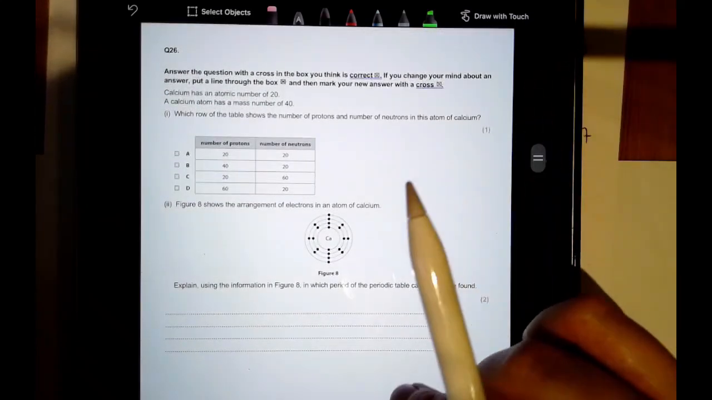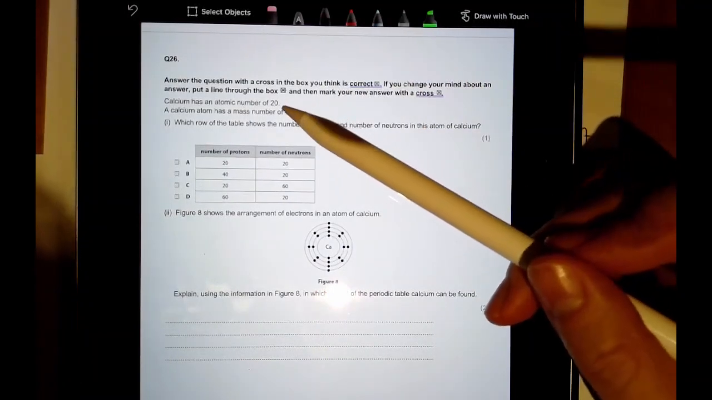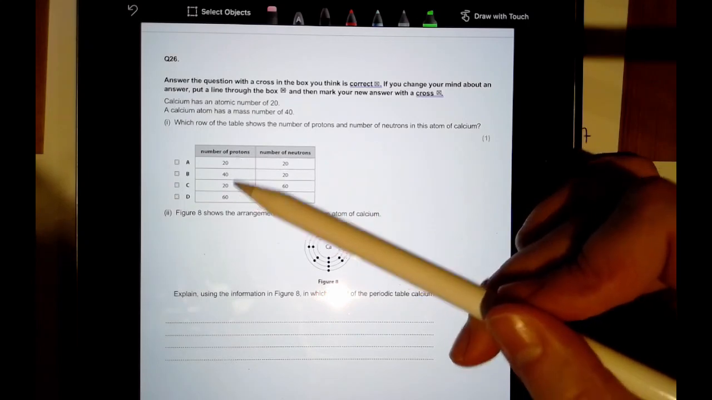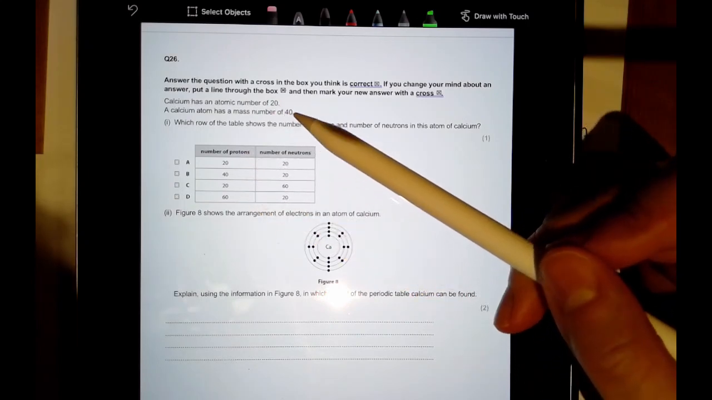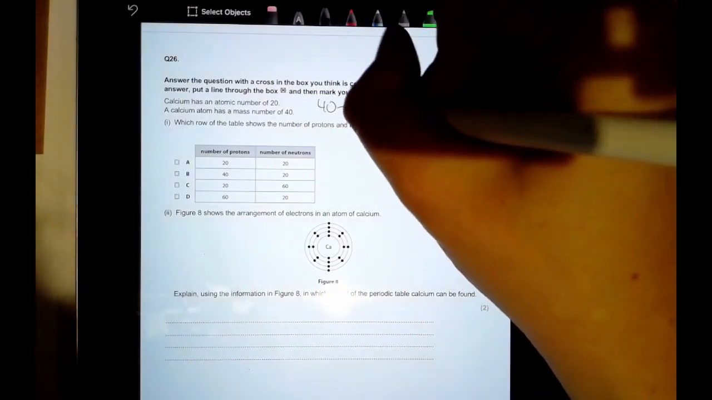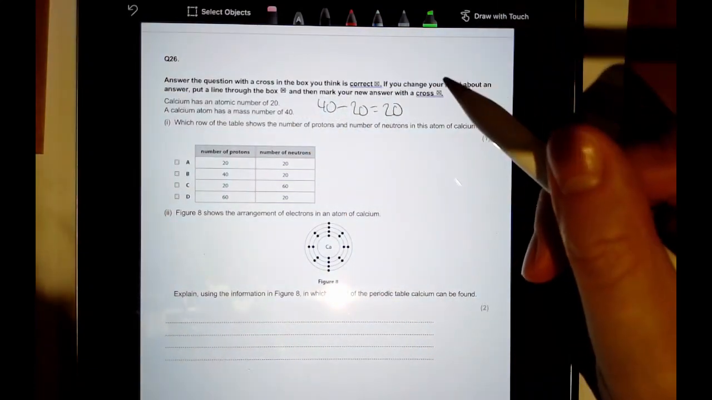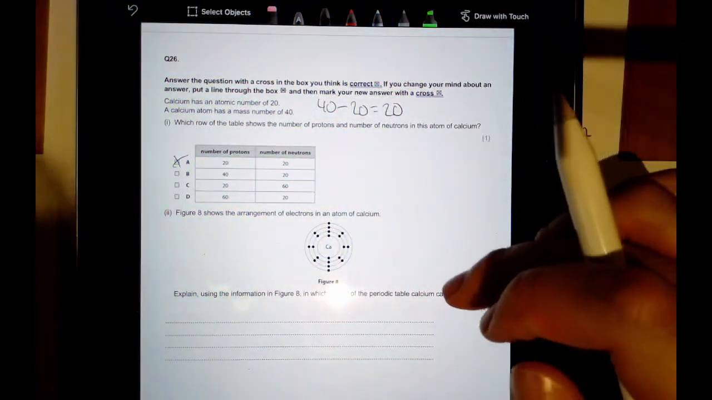And the next one, which row shows the number of protons and neutrons? All right, so atomic number is the number of protons, so I'm looking for A or C because they have 20 protons, which matches the atomic number. It has a mass number of 40. To work out the number of neutrons is 40 minus 20. So the big number minus the small number. So I need 20 neutrons. So my answer there must be A, 20 protons, 20 neutrons.